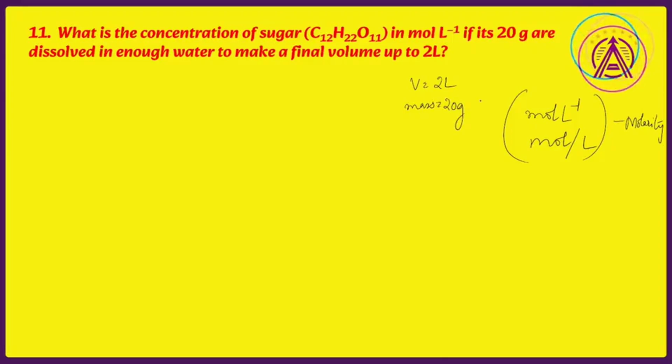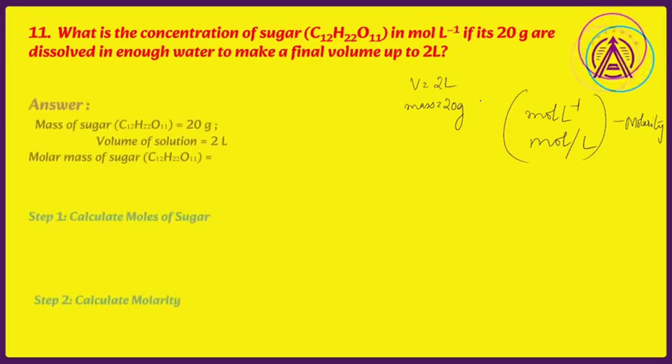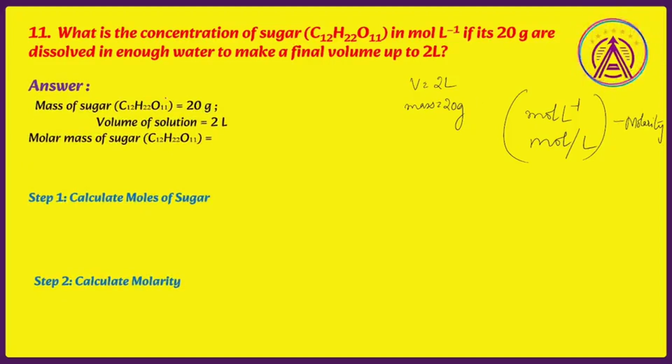So it's a very straightforward question. They have asked you molarity, concentration in moles per liter. Molarity is nothing but number of moles divided by volume in liters. How to find the number of moles? First find the molar mass, divide the given mass by molar mass, find the number of moles. So kindly pause this slide and work it out, and then resume and see whether you get the answer, because we have worked out similar questions and it's a very direct question. So mass of this sugar, C12H22O11, is 20 grams. Volume we know is 2 liters.